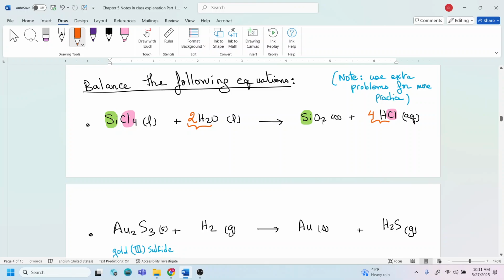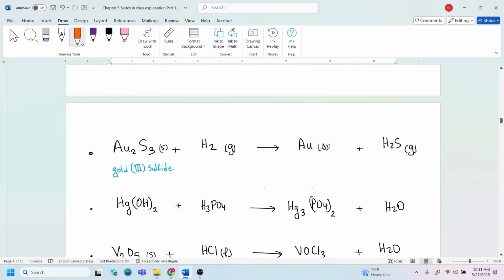Please, guys, pay attention to count all the atoms in the products. If you have oxygen here, oxygen there, you have to count them all and make sure that the number of atoms in the reactants remains the same as the number of atoms in the product. This is the law of conservation of matter.